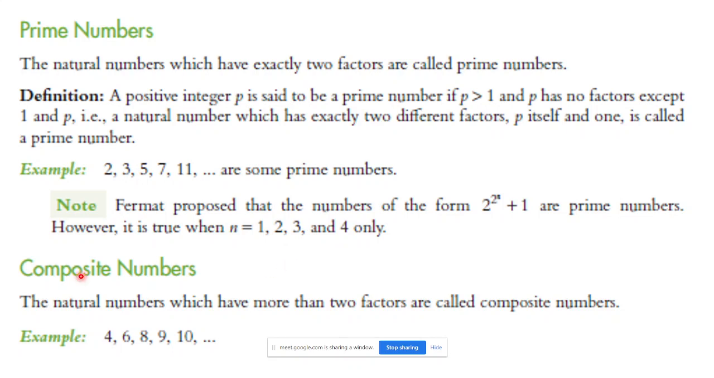Now come to the next type of numbers, that is composite numbers. The natural numbers which have more than 2 factors are called composite numbers. For example, 4, 6, 8, 9, 10 and so on. All these numbers are called composite numbers. Okay, my children? Okay, sir.